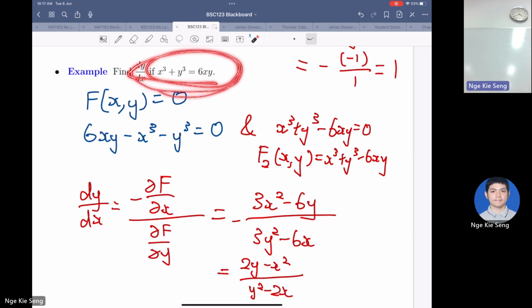Okay, so what's the geometric meaning here? This is a surface, right? Surface equal to zero, so it's a level surface. When you cut it, you get a level curve. In the level curve, you can compute what dy dx is.